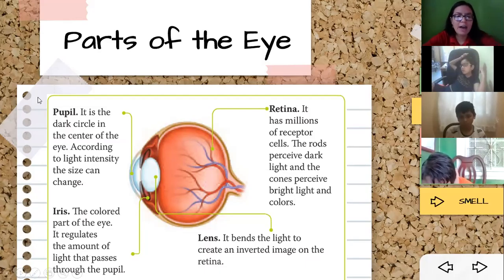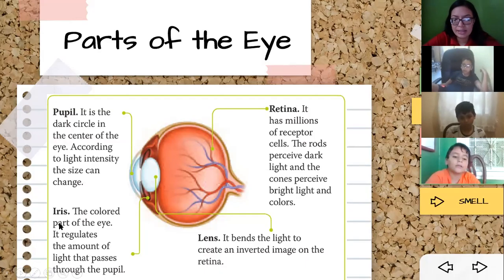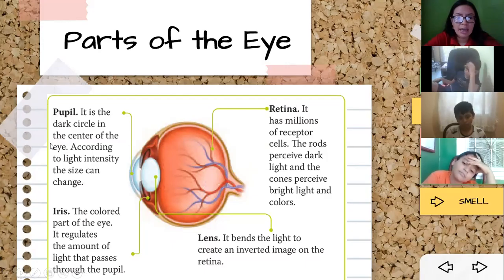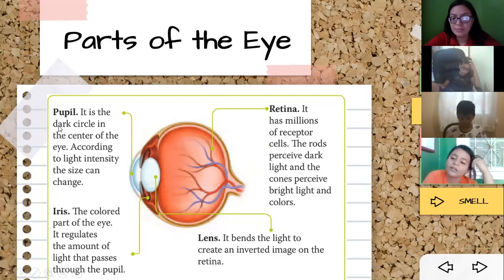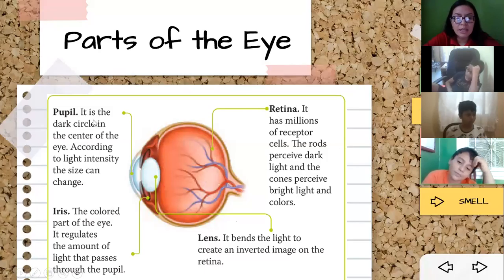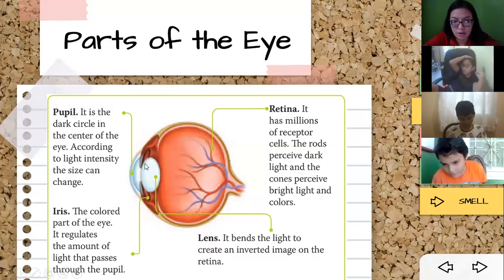So over here we have the 4 parts of the eye. Repeat after me. Pupil, iris, lens, retina. Let's repeat it again. Pupil, iris, lens, and retina. So the pupil is the dark circle in the center of our eyes.